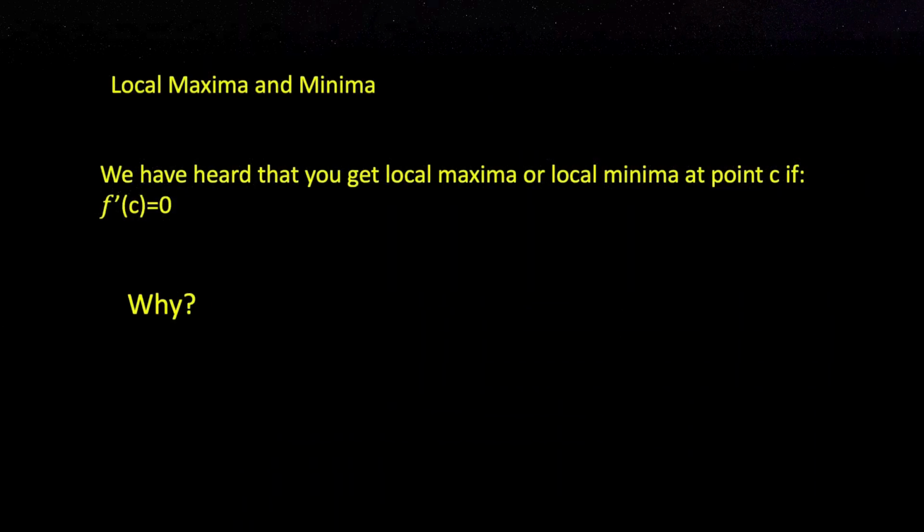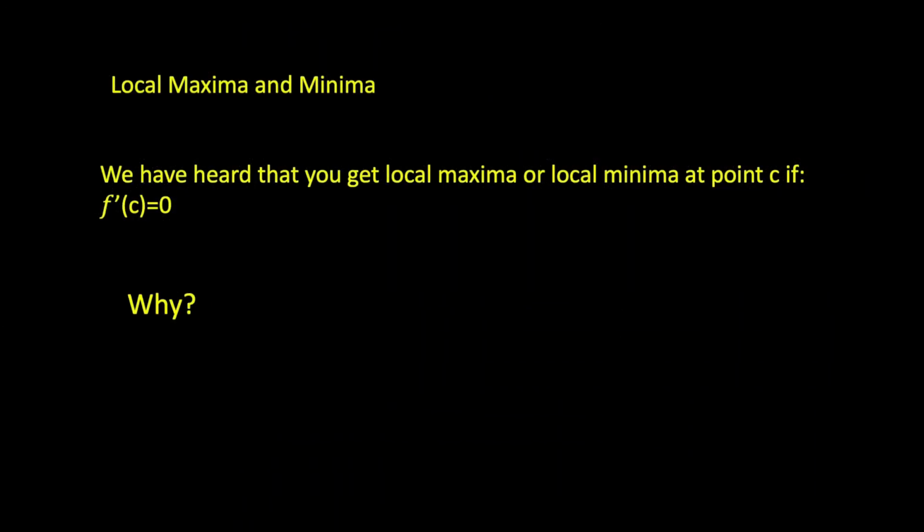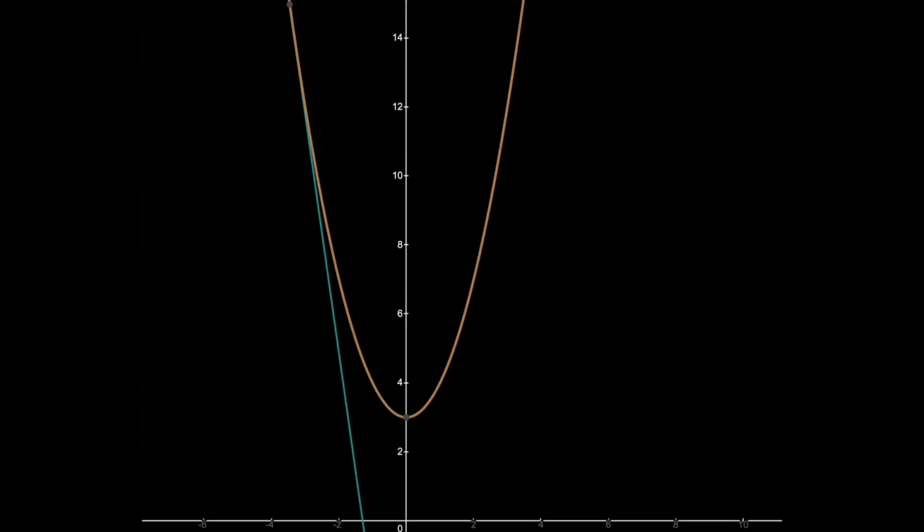Let's explore some popular uses of derivatives. If you are in high school, you must have heard that you get a local maxima or local minima at a point if the derivative at that point is 0. But why? Look at this graph and a moving tangent. You can notice that at vertex of the parabola, tangent is parallel to x-axis. Thus, the slope of tangent at this point is 0.